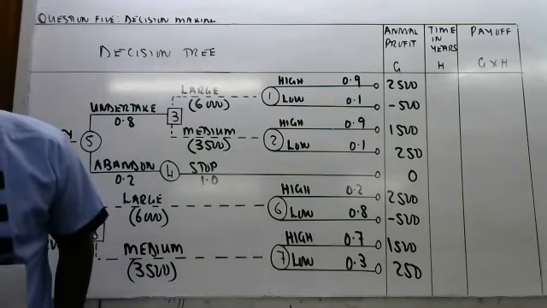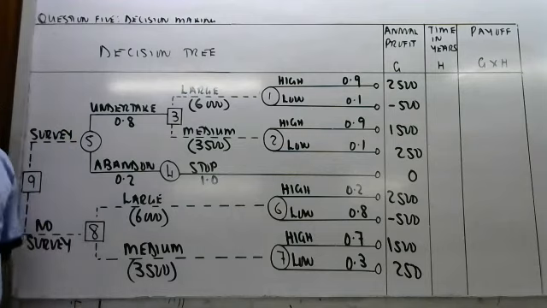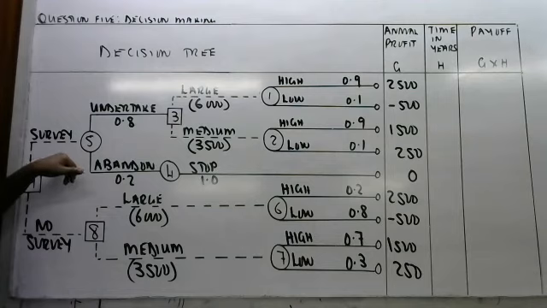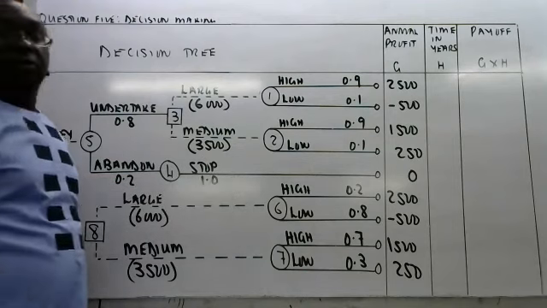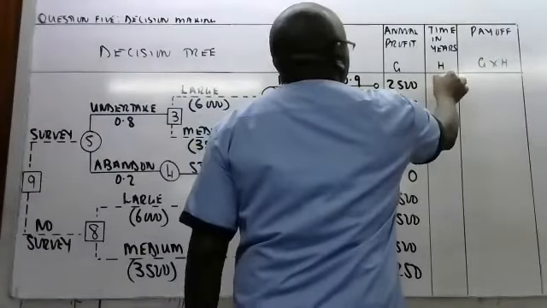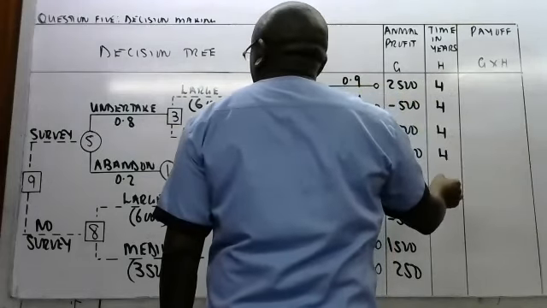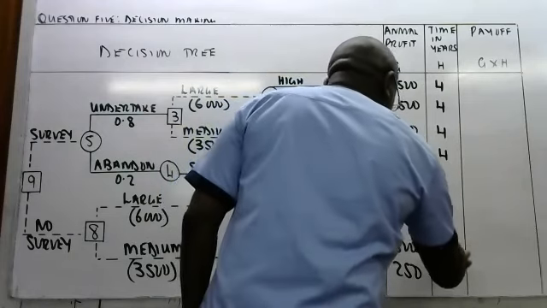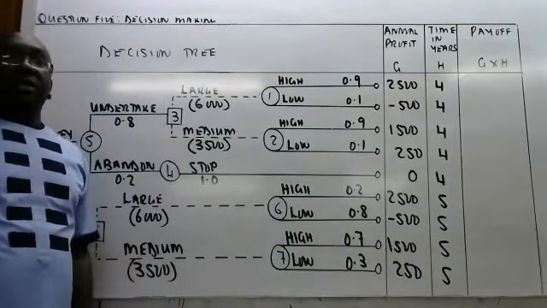According to the additional information, the project is supposed to run for 5 years. But where we have done a survey, the survey takes us 1 full year, so we will be left with 4 years to run. So here it is 4, 4, 4, and this one also 4. But these other ones are 5 years, because there is no delay.